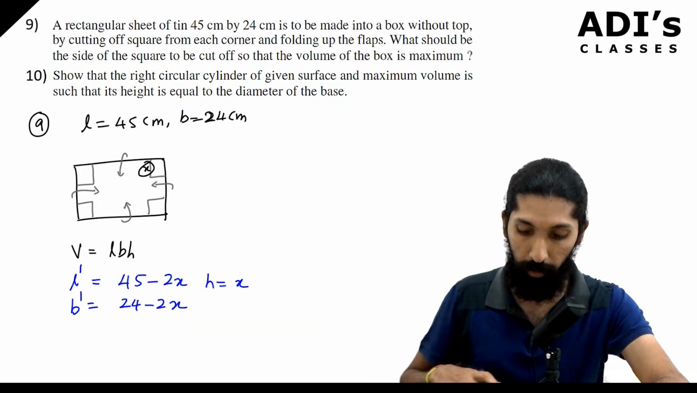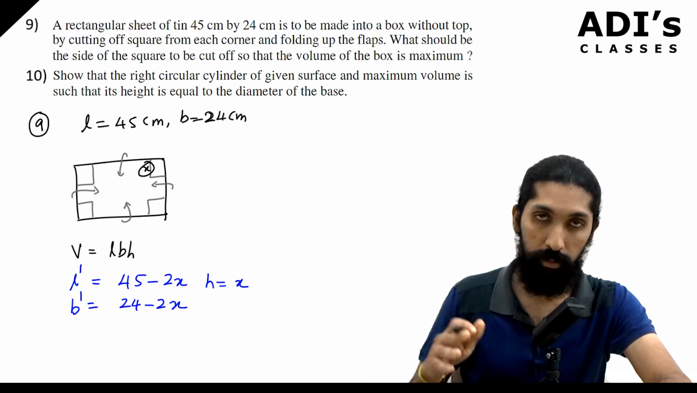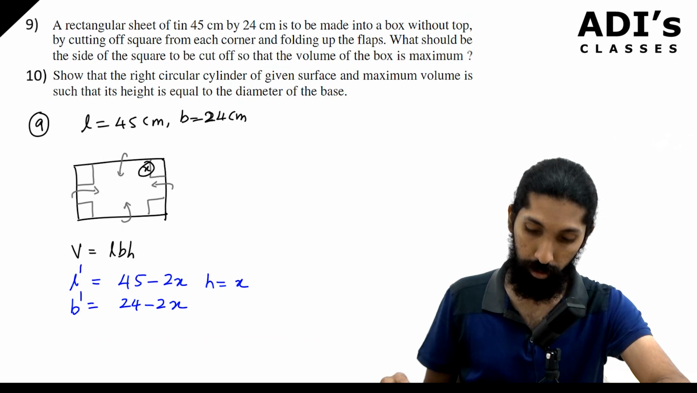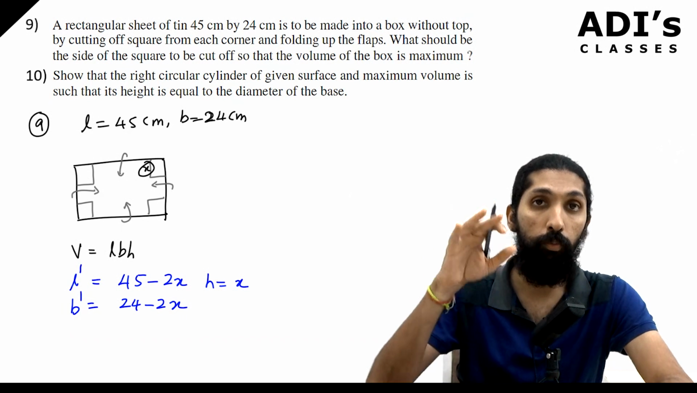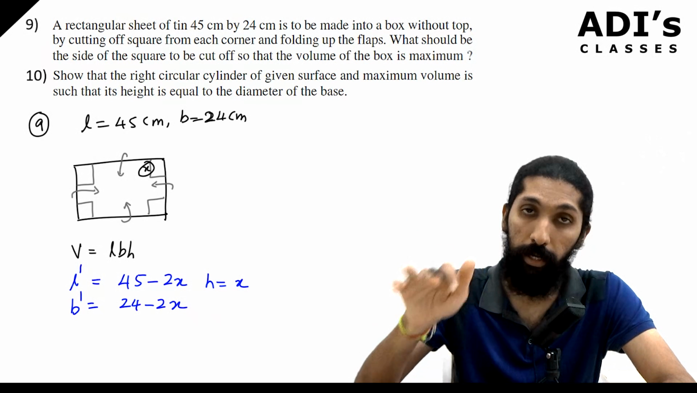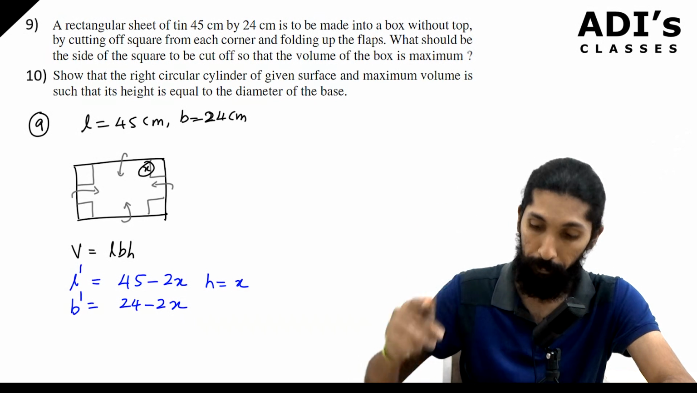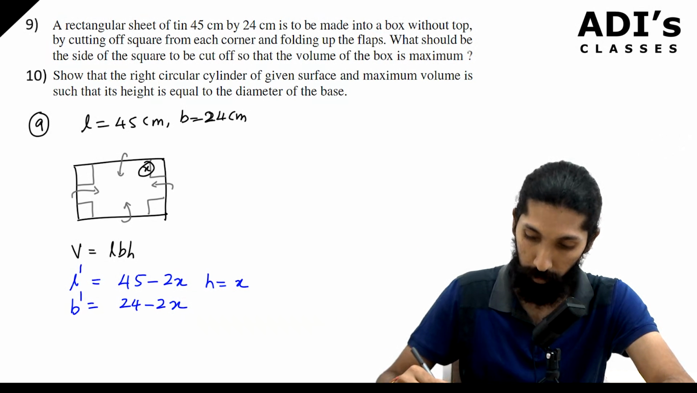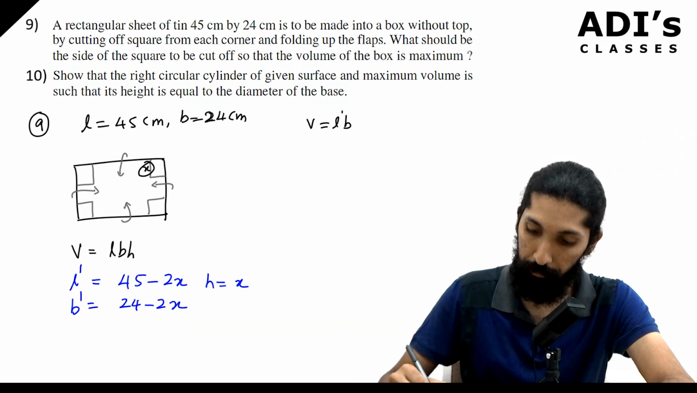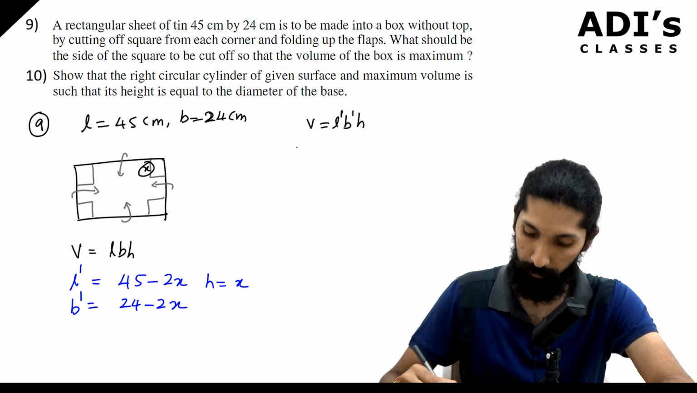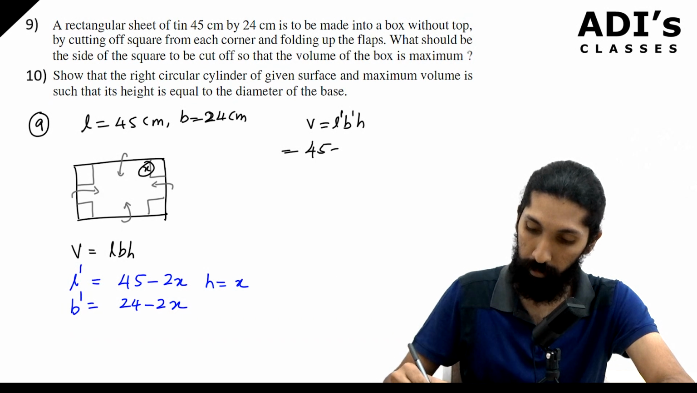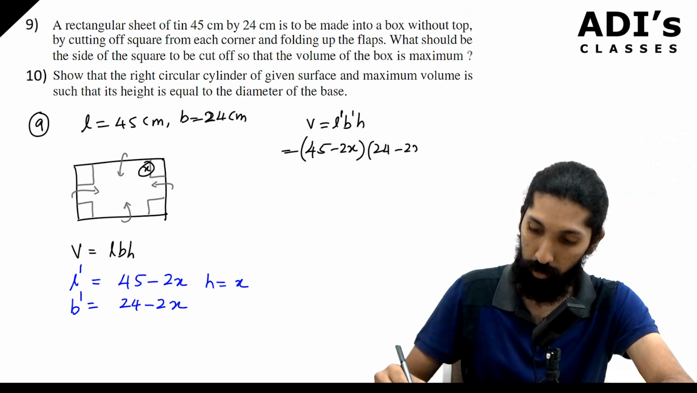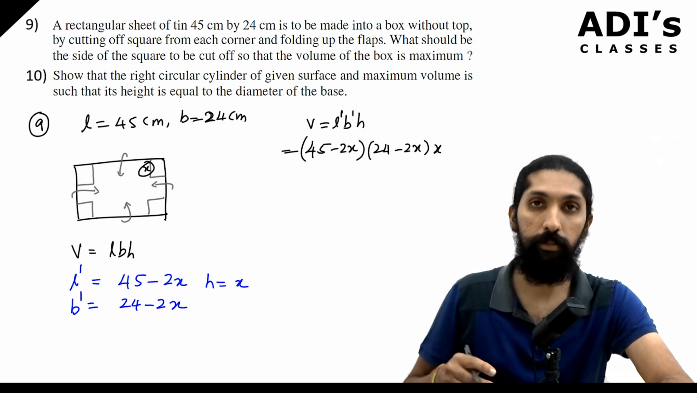So what do we get now? We have L value and we have B value. That's fine. Now we have L dash, B dash and H. Now they're asking you what should be the value of x. This is the question. So find the volume. V is equal to L dash B dash into H. So 45 minus 2x into 24 minus 2x into x.